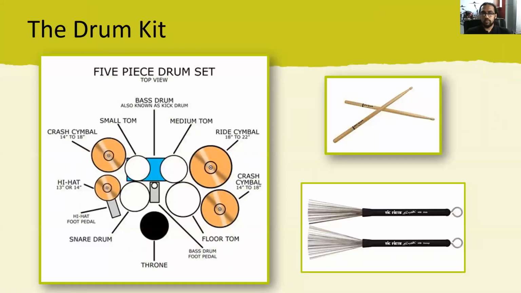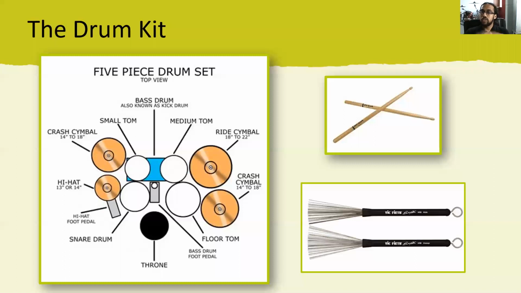Other than the drums, we have the cymbals. There's the hi-hat, which is played by hand as well as your foot. There's the crash cymbal. Usually in a contemporary music setup, we have 2 crash cymbals, one on the left and one on the right. And we have the ride cymbal. This is the drum kit.